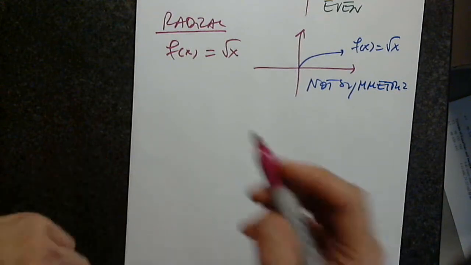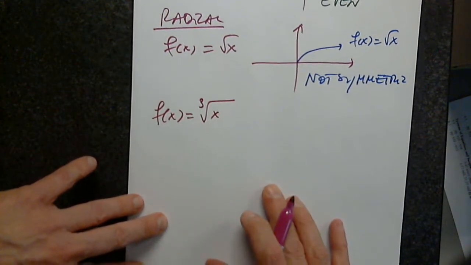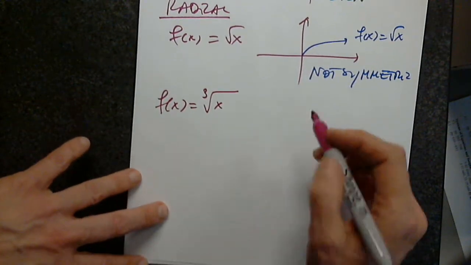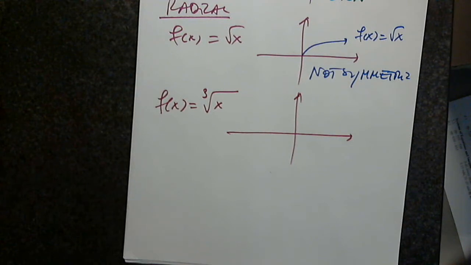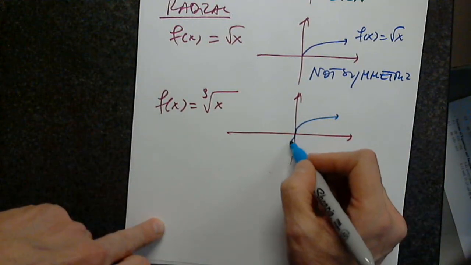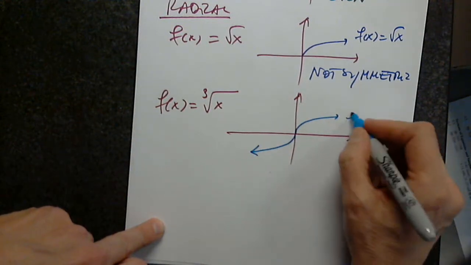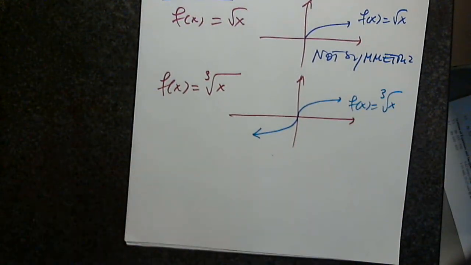Okay, what about the cube root also here? It goes like this. Yes, it's similar to the square root, but it also goes in the third quadrant. Yes, I agree. So this is f of x equals the cube root of x. Odd, even, none of the above? Odd. Indeed.